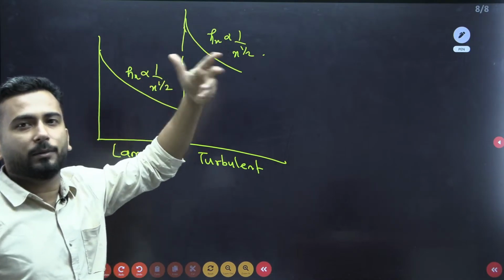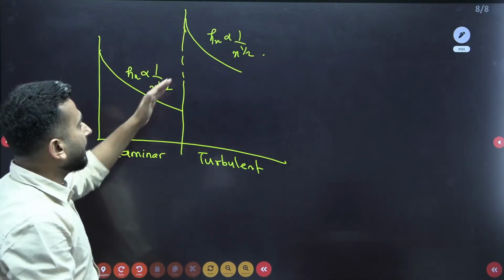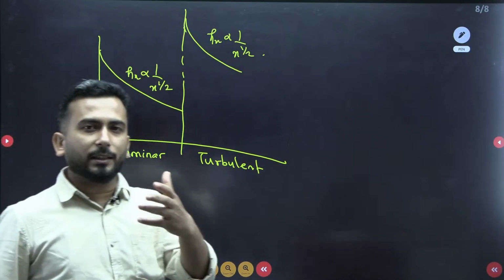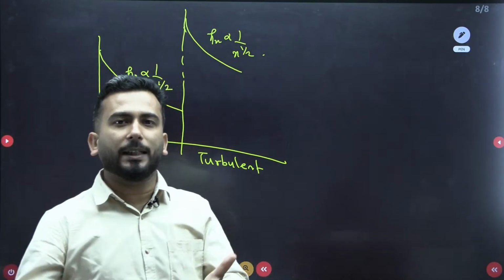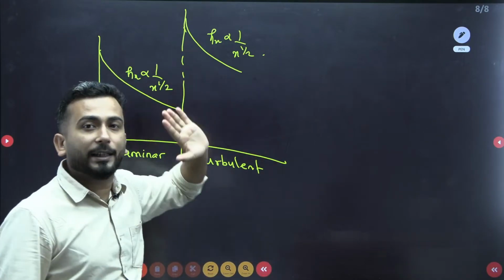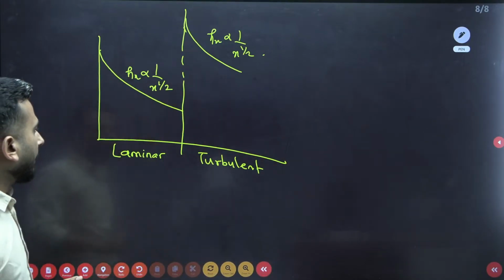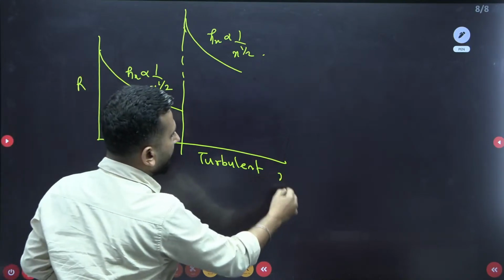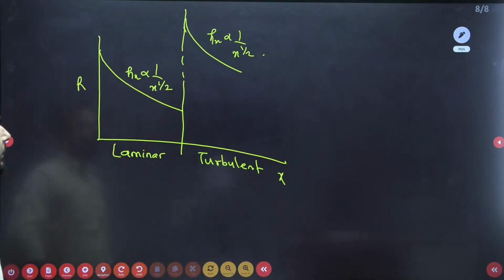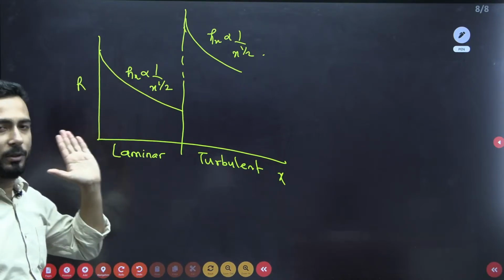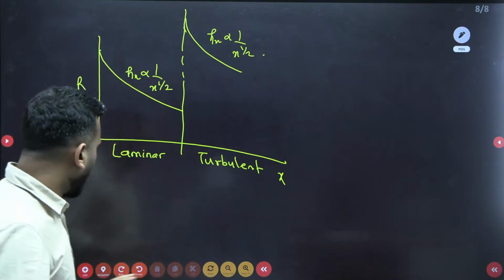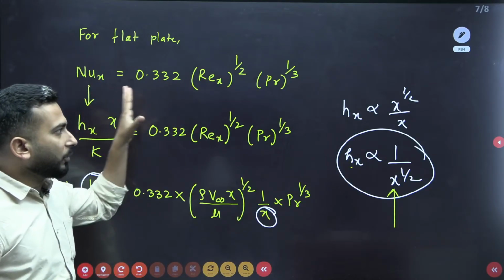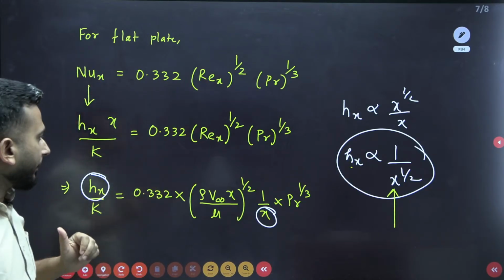Because in turbulent the H value is high. Due to the turbulence effects, in the turbulent region more heat transfer will take place. So definitely you are expecting a high H over there. So this is the H versus X plot that you will see. Okay, so now we know that H is inversely proportional to X. So all in all, for your examination perspective, you need to know this value of heat transfer.